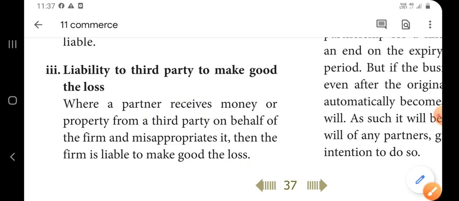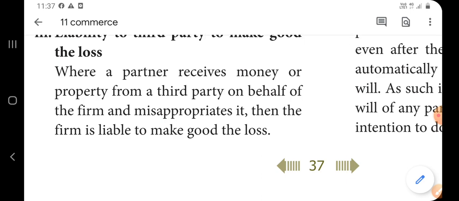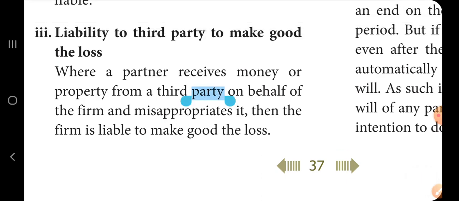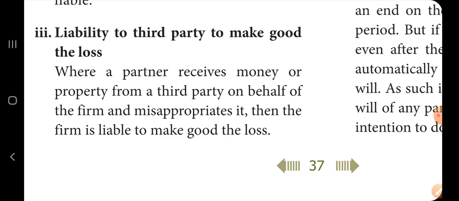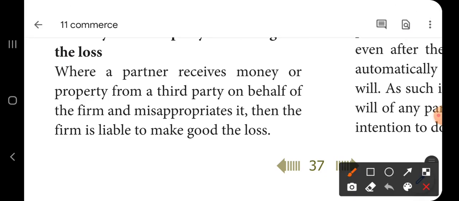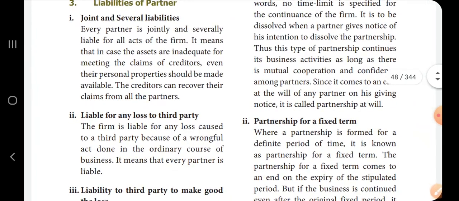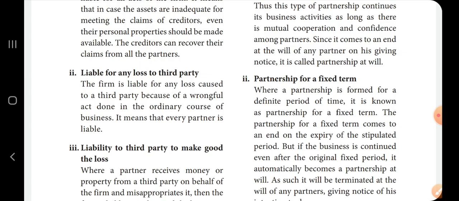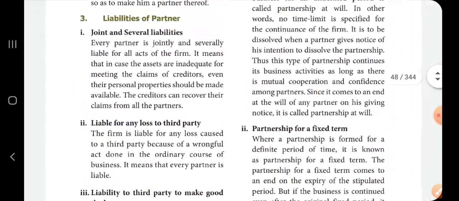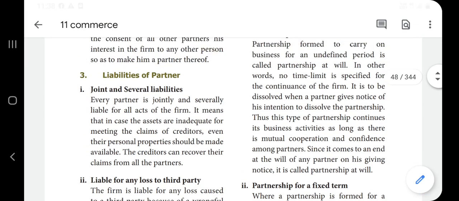Now see here, where a partner receives money or property from a third party on behalf of the firm and misappropriates it, then the firm is liable to make good the loss. So you have three liabilities of partners. First one is joint and several liability, second is liable for any loss to third party, and third is liability to third party to make good the loss. Now in this joint and several liability, this is a very important question.